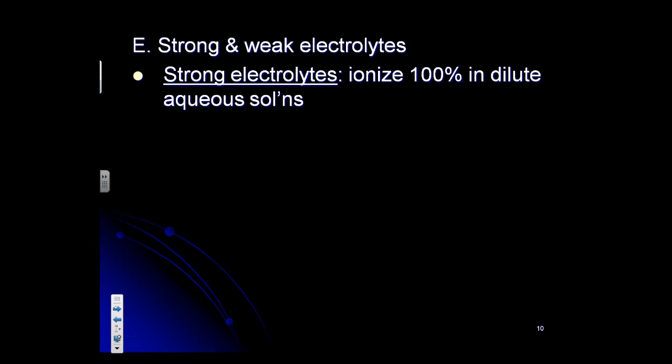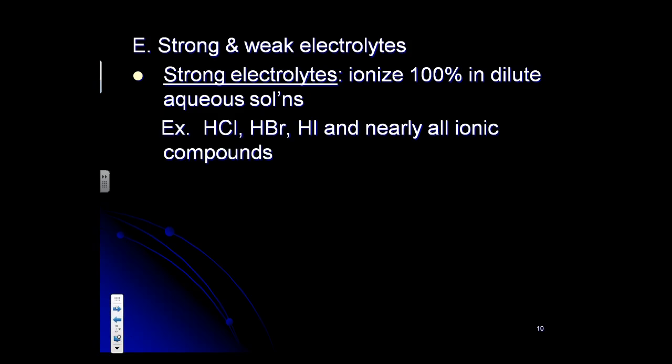Strong electrolytes ionize 100% in dilute aqueous solutions. So that means every single bit of the compound splits up into its ions. Water can get in between all of them. Strong acids, hydrochloric, hydrobromic, hydroiodic, also perchloric, sulfuric, and nitric acid, are all strong electrolytes, and nearly all ionic compounds that will dissolve in water are strong electrolytes.